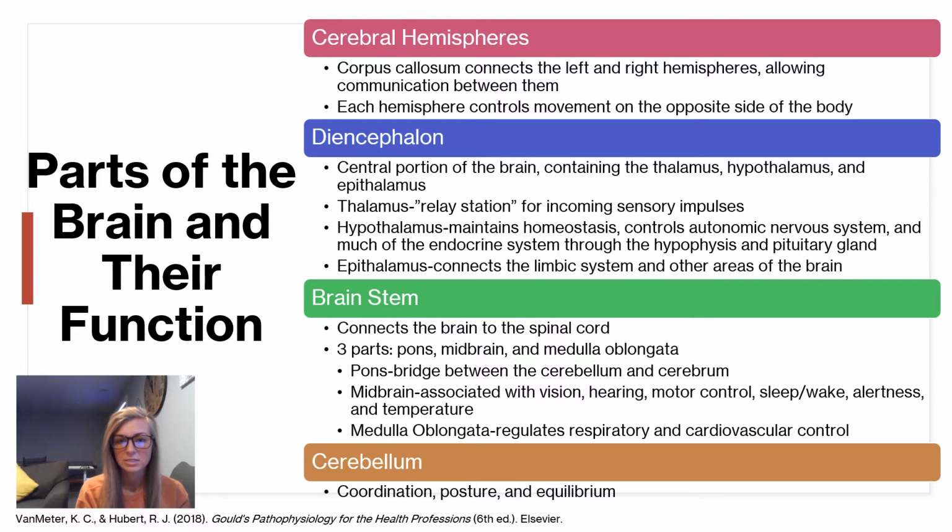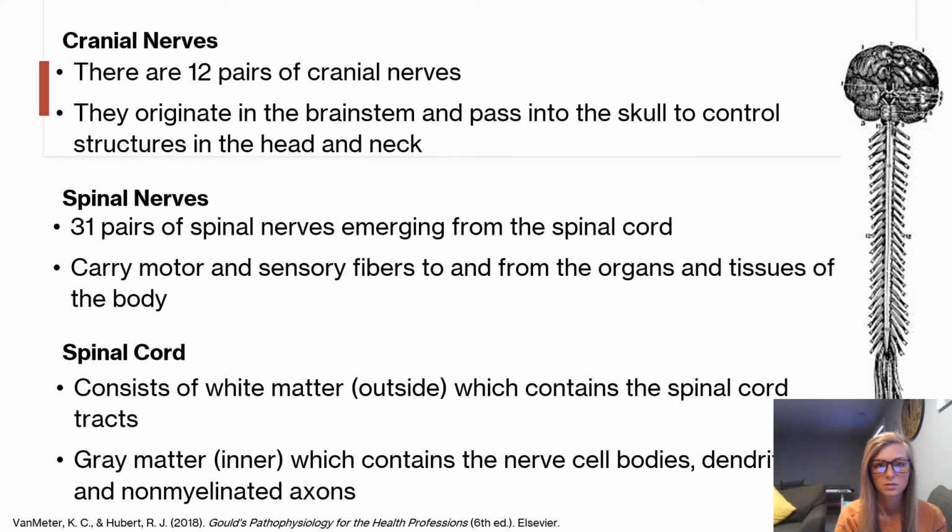And then the brainstem is what connects the brain to the spinal cord. There's three parts to this as well: the pons, the midbrain, and the medulla oblongata. The pons is the bridge between the cerebellum and the cerebrum. And then the midbrain is associated with vision, hearing, motor control, the sleep-wake cycle, alertness, and body temperature. And then the medulla oblongata regulates respiratory and cardiovascular systems. And then the cerebellum is for coordination, posture, and equilibrium.